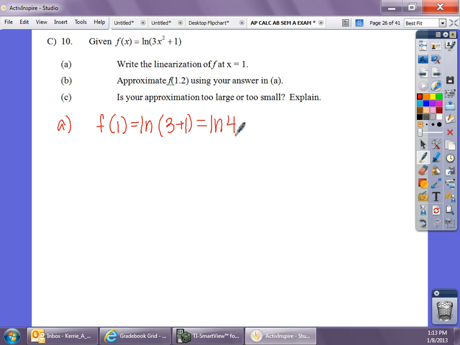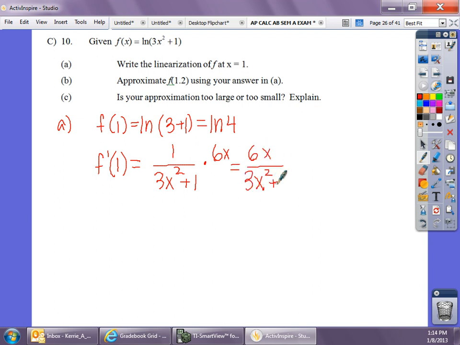All right, and I need the derivative at 1. So the derivative would be 1 over u times the derivative of u. So 6x over 3x squared plus 1. So we get 6 over 4, which is 3 halves.